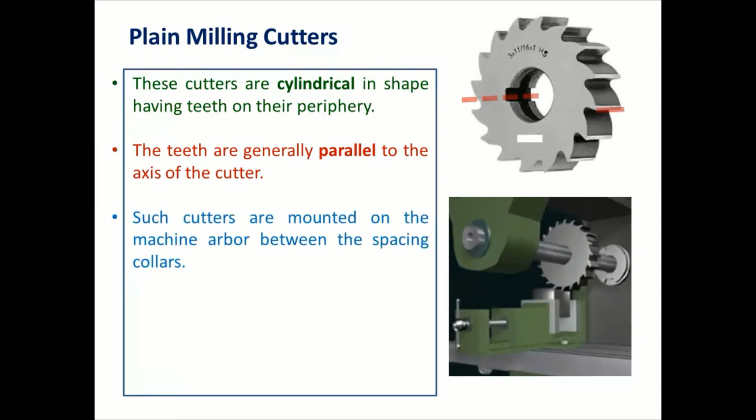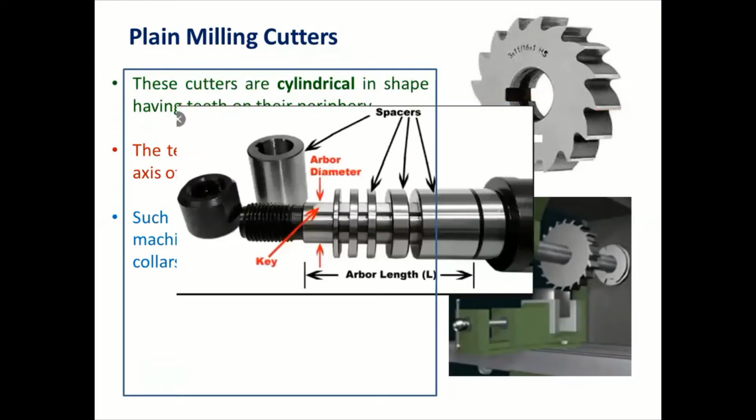Such cutters are mounted on the machine arbor between the spacing collars. You can see in this diagram, the cutter is mounted over the arbor, means over the spindle, between the spacers or the spacing collars. What it means, I will show you in this diagram. This is actually the spindle, and on the spindle the spacers are available of different sizes, and between these we can hold a cutter. You can hold one cutter or more than one cutter on this spindle by using the spacers.